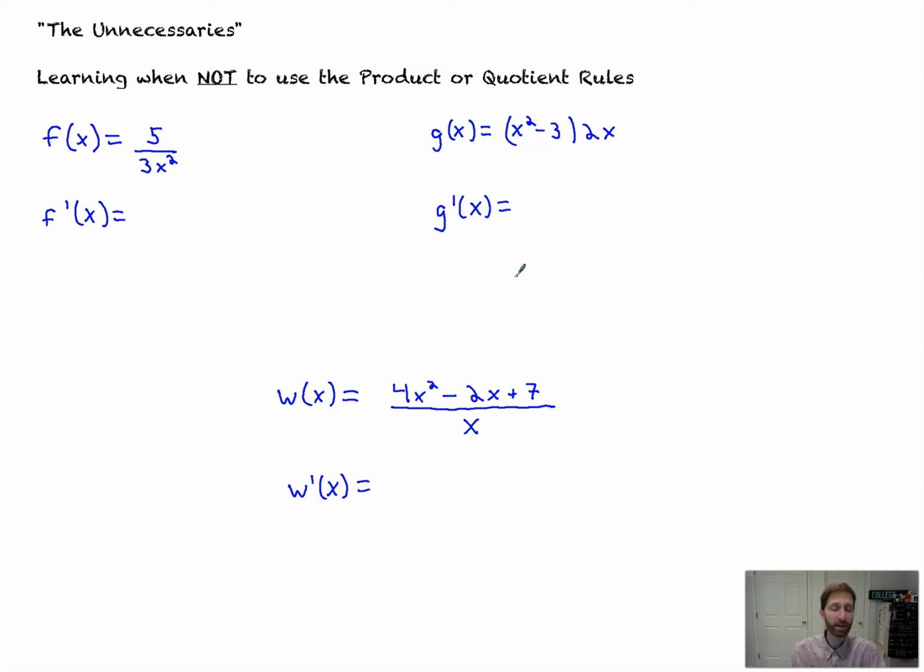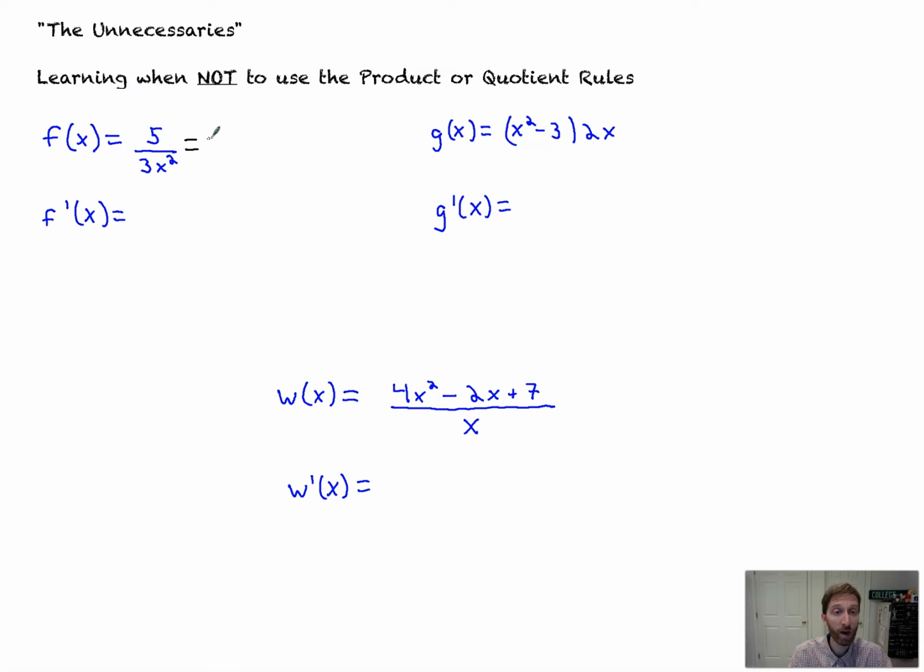We saw examples of that, like if you've got x cubed times sine of x, then you must use the product rule. Or if you've got, let's say, x squared plus 1 over x plus 5, we can't simplify that down. Use the product or the quotient rule. Now, what about here? 5 over 3x squared. Could you use the quotient rule? Sure. Should you? Absolutely not.